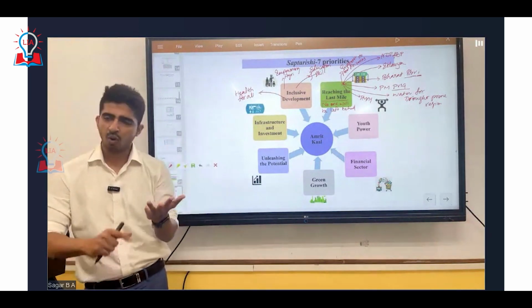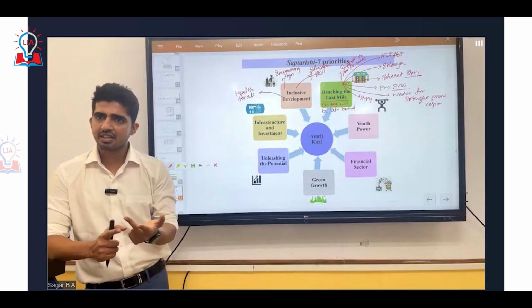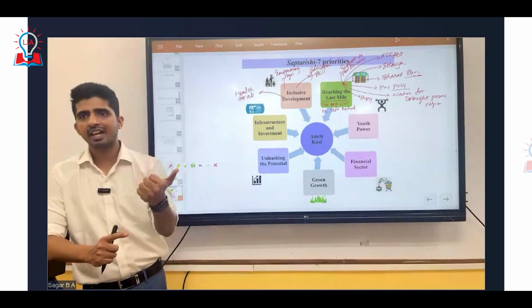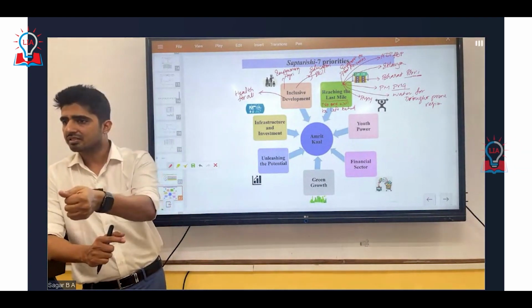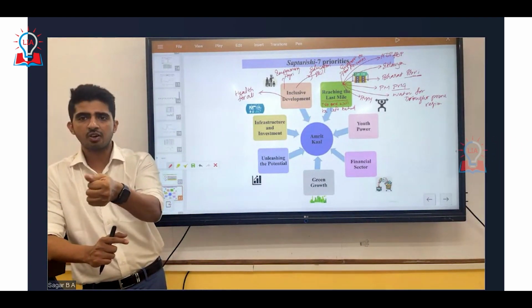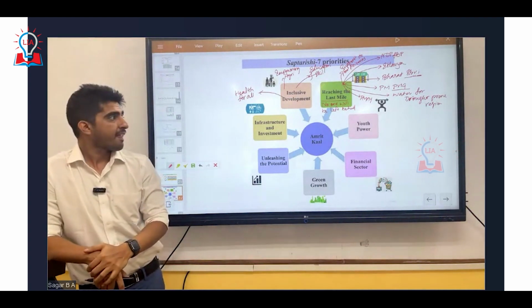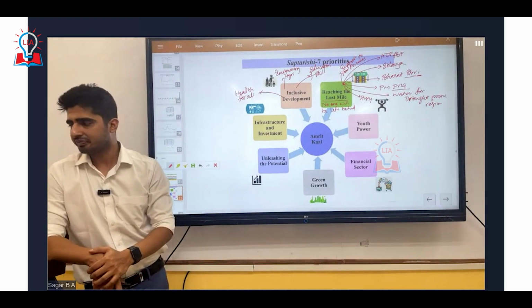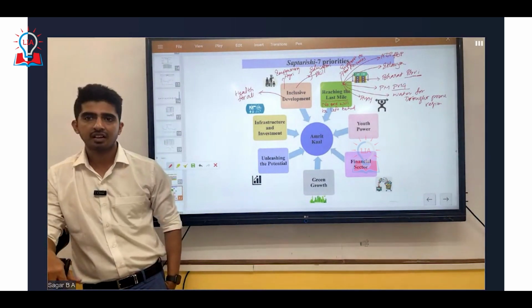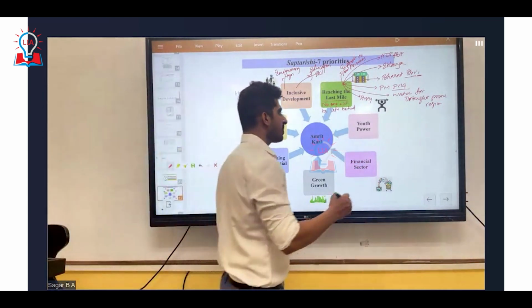So all these details. What details? One, ministry. Two, beneficiaries. Objective. Then provisions which are exceptional. And then centrally sponsored or central sector. Right? Yes. Next. Youth power. For this, obviously, how to unleash the youth power?